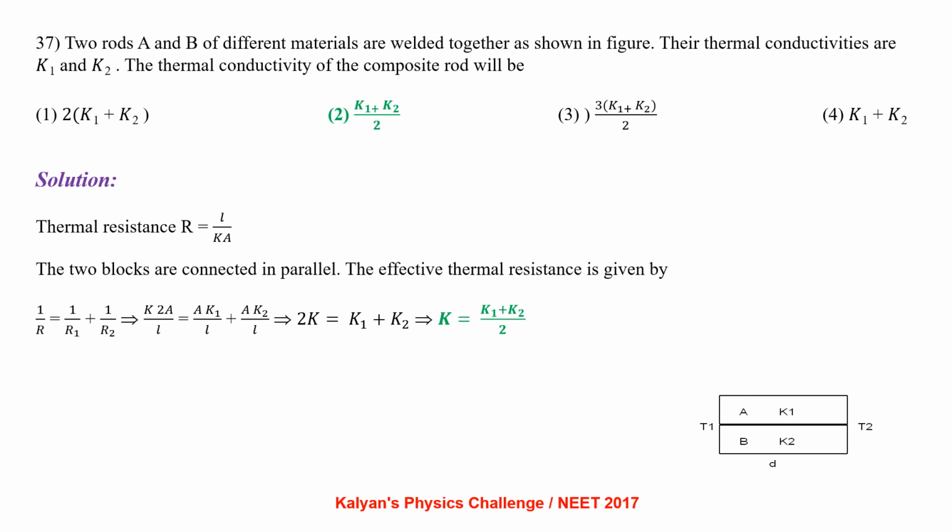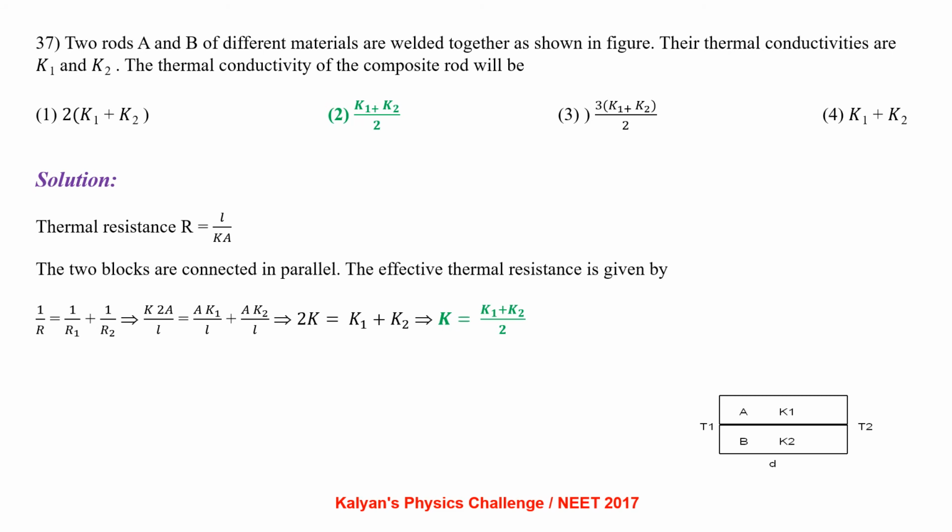Two rods A and B of different materials are welded together as shown in the figure. Their thermal conductivities are K1 and K2. The thermal conductivity of the composite rod will be: here it is important to understand that the two rods are connected in parallel. We can compare this diagram with the parallel combination of resistors, where both the resistors have the same potential difference but they will be carrying different currents.